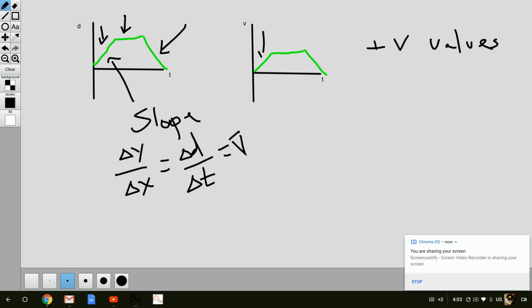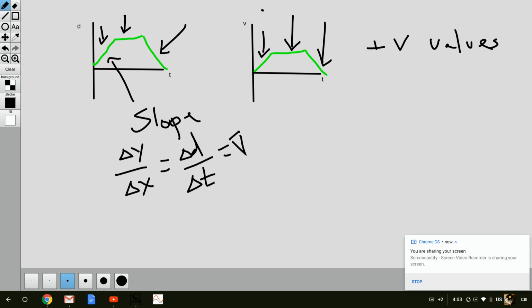So during this part, we are speeding up. During the flat part, our velocity is not increasing, it's not changing, so we have constant velocity there. And then here, our velocity is just going down, so that means we're slowing down, but we are still moving away from the origin because these values here are still positive.